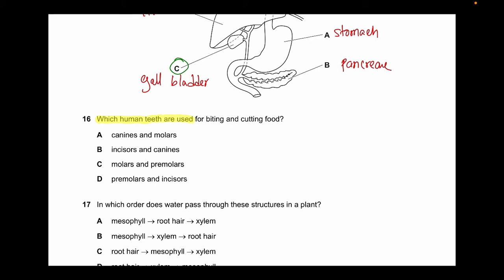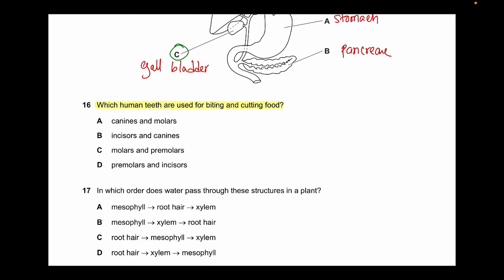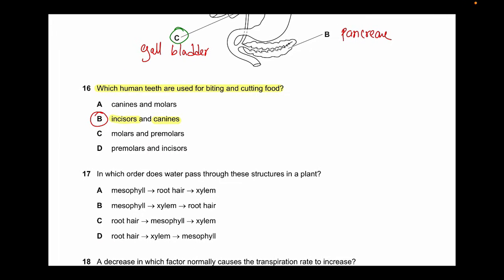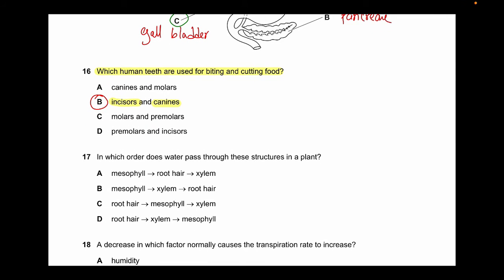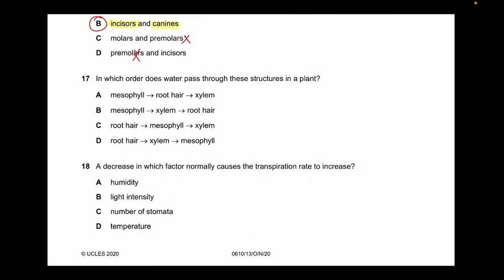Which human teeth are used for biting and cutting food? For biting and cutting food, humans use their incisors and canines for grabbing. So biting and cutting food will be incisors and canines. Molars are used for crushing food. Premolars are also used for crushing foods. So that's why options A, C, D are wrong.